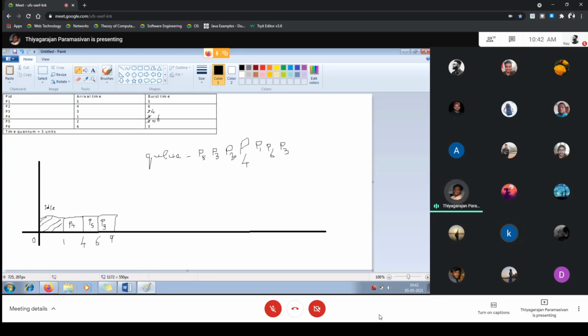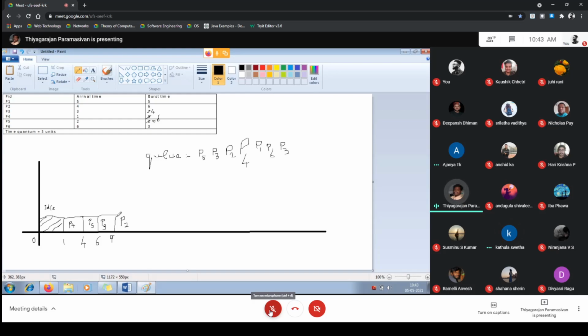Okay. So what is the next job in the queue? We have to allocate CPU. Nothing but P2. Am I right? Yes, sir. So we allocate CPU for process P2. What is the burst time for P2? It's 6, but the time quantum is 3, so we will allocate the full time quantum. It will be nothing but 12. Am I right?